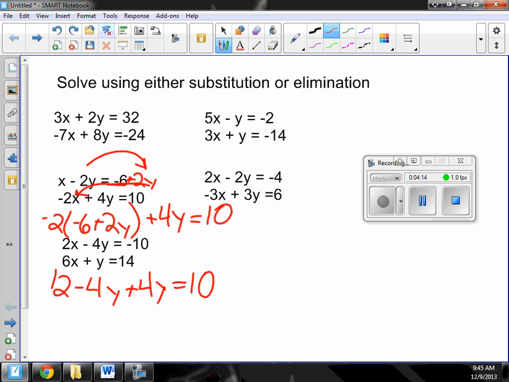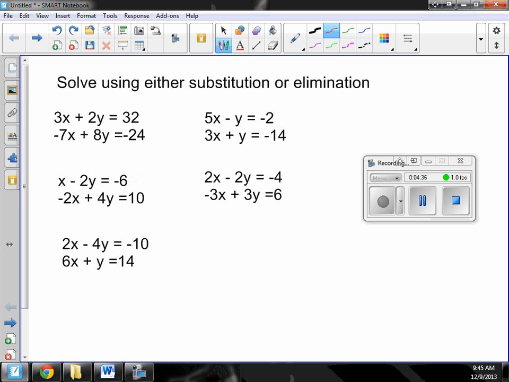What do you notice? The y's cancel, and I'm left with 12 equals 10, which is no solution. So what do we know about these two lines? They're parallel. Okay? All right.